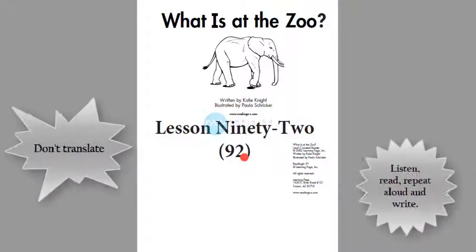And the title of this lesson is, What is at the Zoo? This means that we are going to be talking about what animals you can see in the zoo, what animals there are in the zoo. For example, here is an elephant. Then you can say that there are elephants in the zoo.